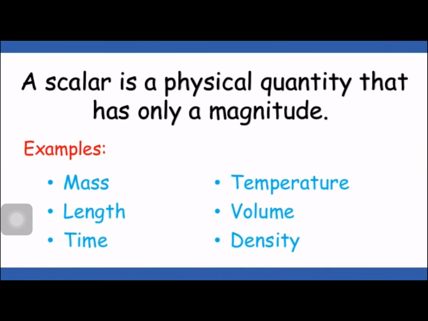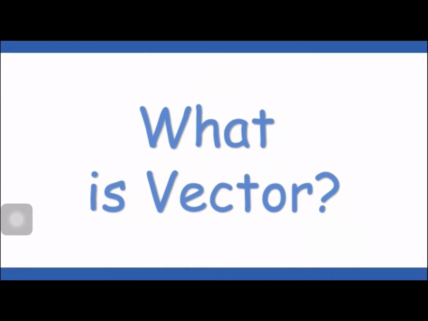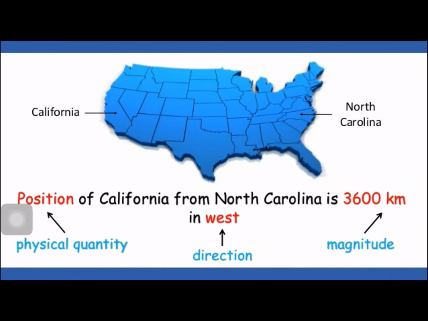For example, mass, length, time, temperature, volume and density. What is a vector? Same way, we can go for another picture. Position of California from North Carolina is 3600 km in west. See here, magnitude given and direction also given.